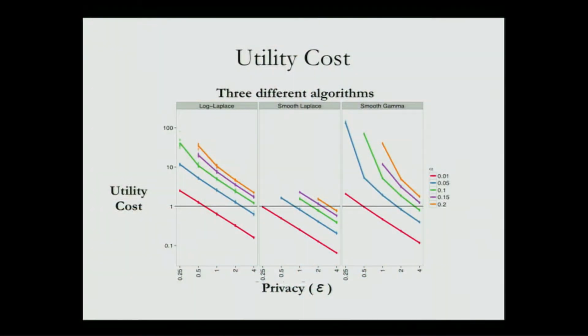And so this is a graph. In this graph, there are 3 panels. Each panel is a different algorithm. The first algorithm is a simple application of Laplace mechanism. The last 2 are related to smooth sensitivity. I'm not going to go into the details. This is the utility cost. So 1 means exactly the average cost is the same in terms of error. This side is higher than the current algorithm, and this side is lower than the current algorithm. And the y-axis in each panel is the privacy. Again, this is more privacy, and that is less privacy.